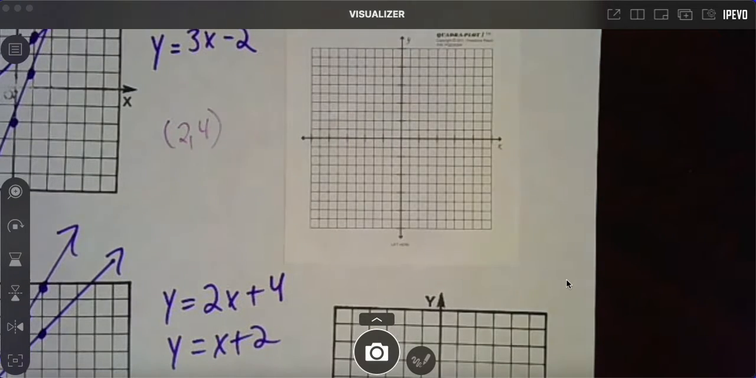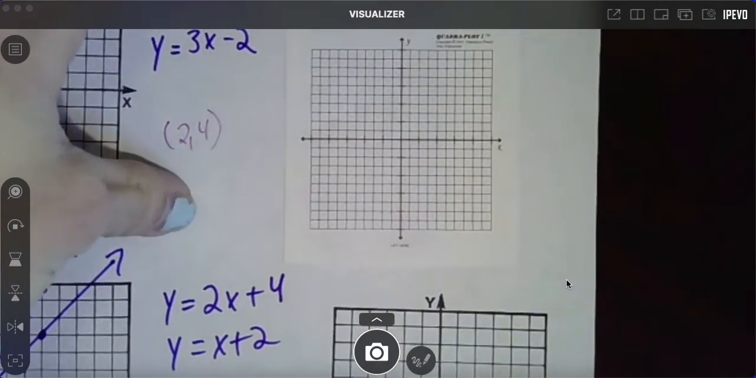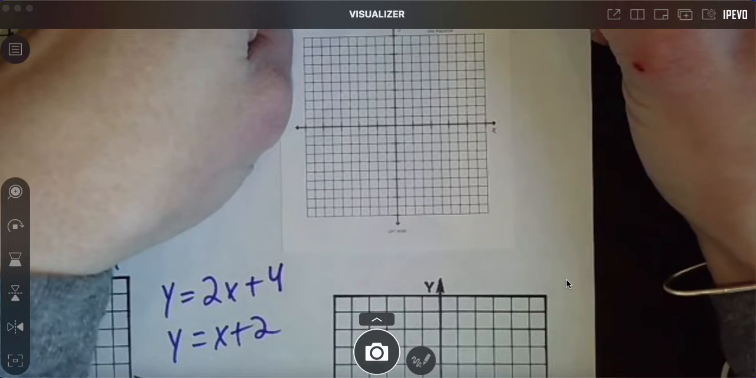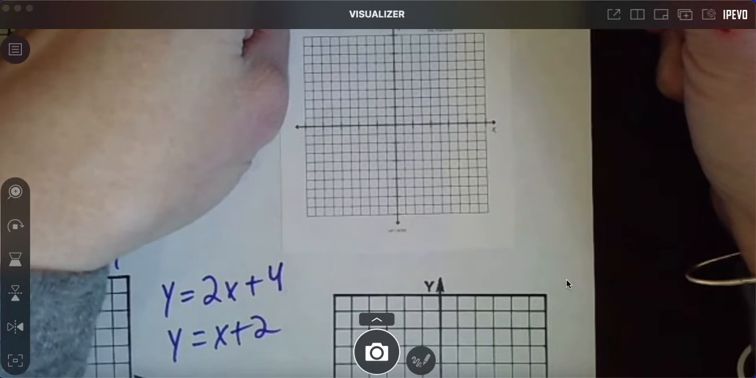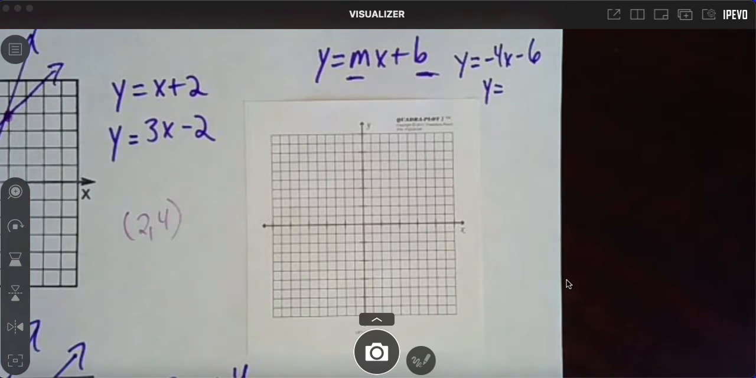So on this one, y'all, what are your two equations? Y equals negative 4x minus 6, and y equals, what? Oh, you did, and then the x plus 9.